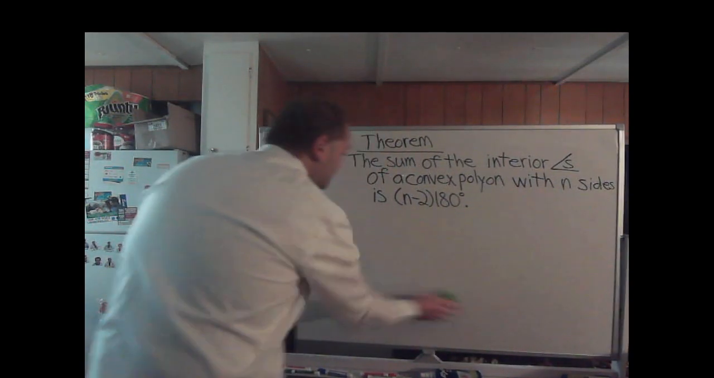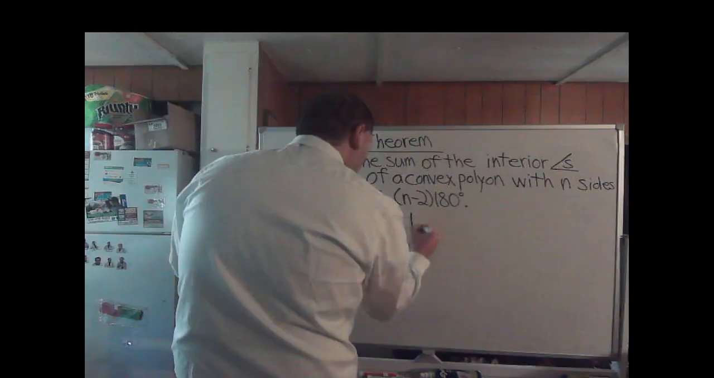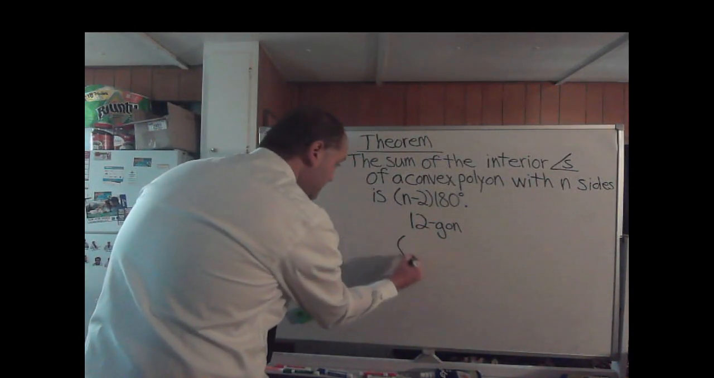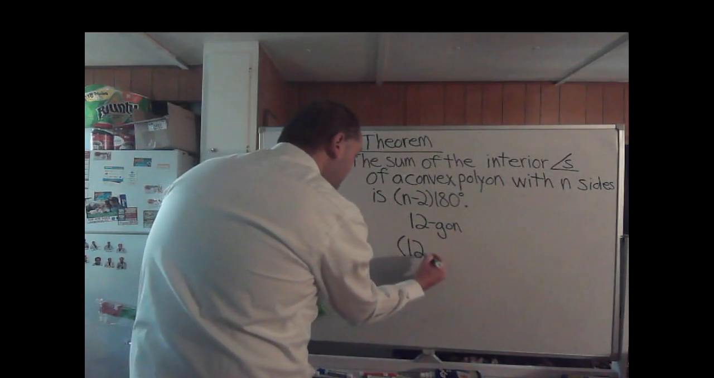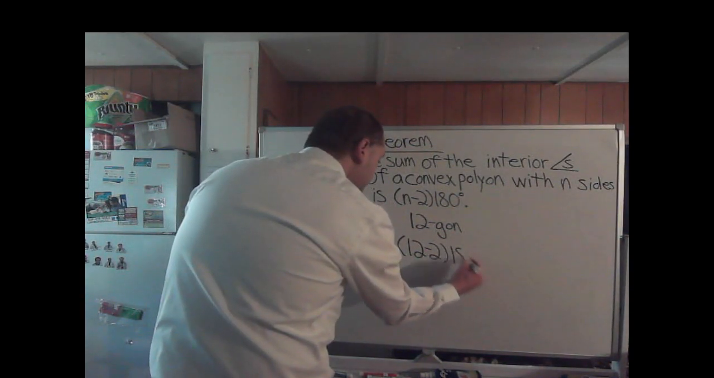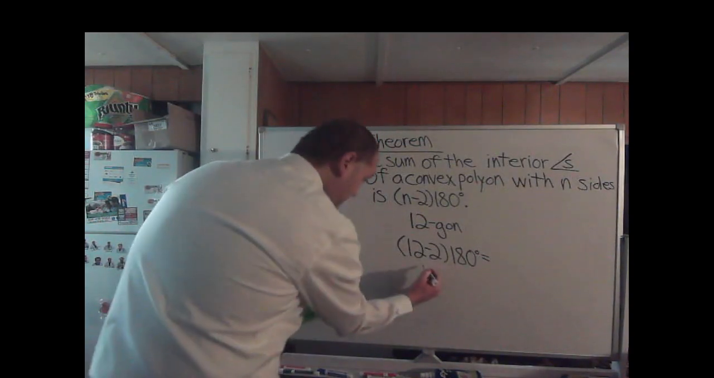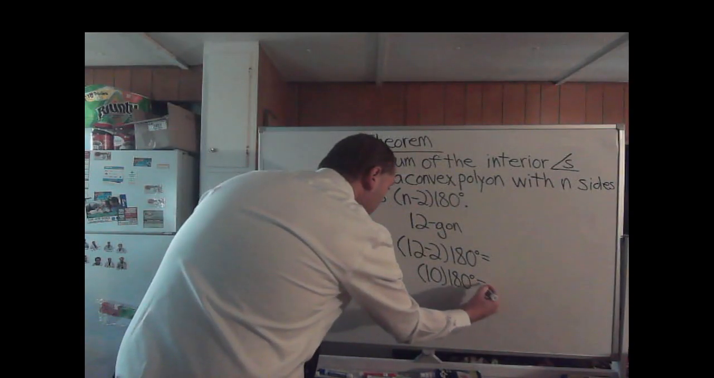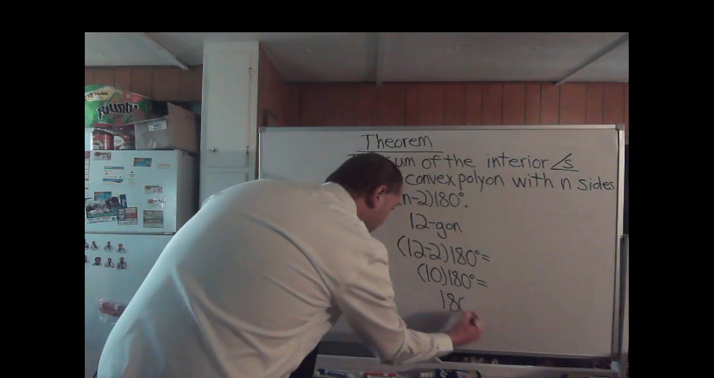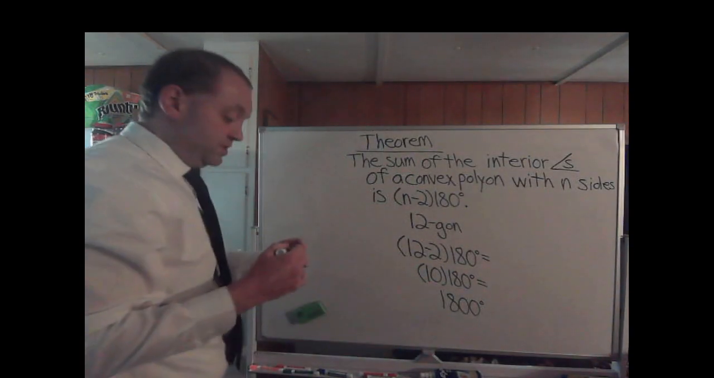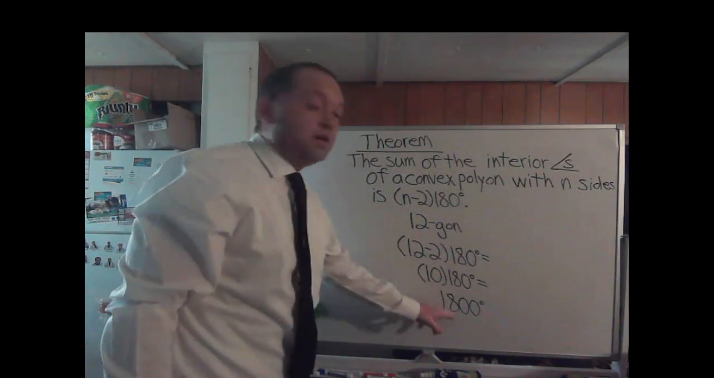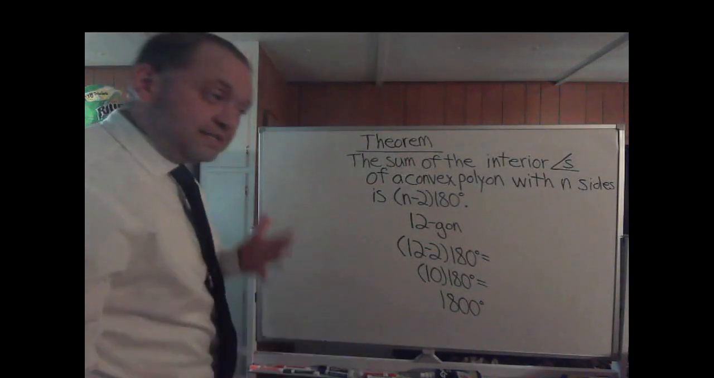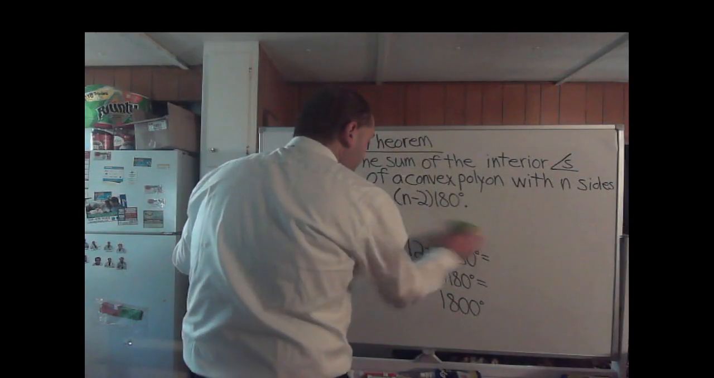I'll do one more with this. What if we had a 12-gon? What if we do a 12-gon? So it's telling us we have 12 sides, so that's going to be 12 minus 2 times that 180 degrees, which would then turn into 10 times 180 degrees, which then means it would be 1,800 degrees for the sum of the interior angles of this 12-gon. So it's a pretty simple formula. That's the grand sum of your interior angles for each of those.